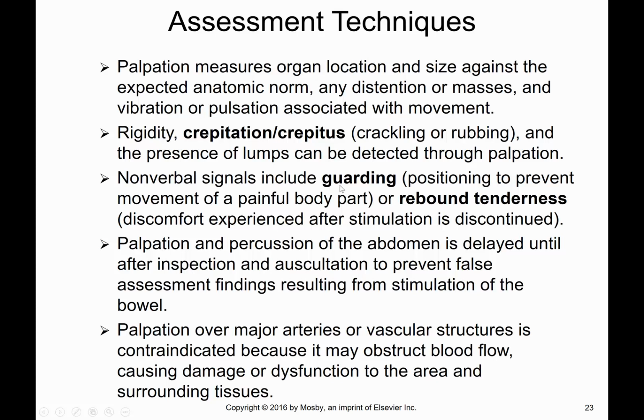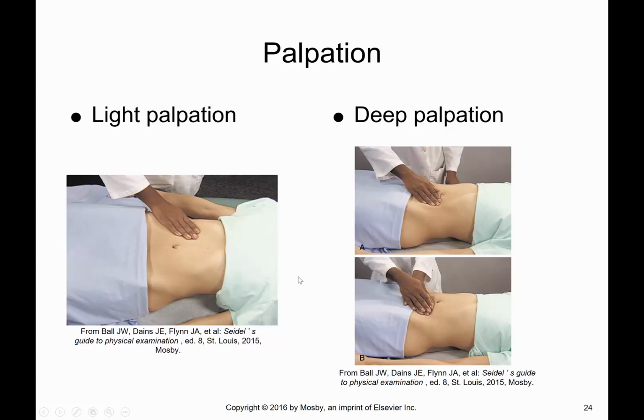When we're pressing, we can cause the patient to do guarding, where they're positioning themselves because of pain. So they have pain in their belly, so they're covering their belly. Rebound tenderness is when we palpate the belly and we remove our hand and then it hurts. So we're feeling all kinds of things. Okay. Here is light palpation, where we're basically at the skin level. Deep palpation is we're trying to get to the organs underneath.